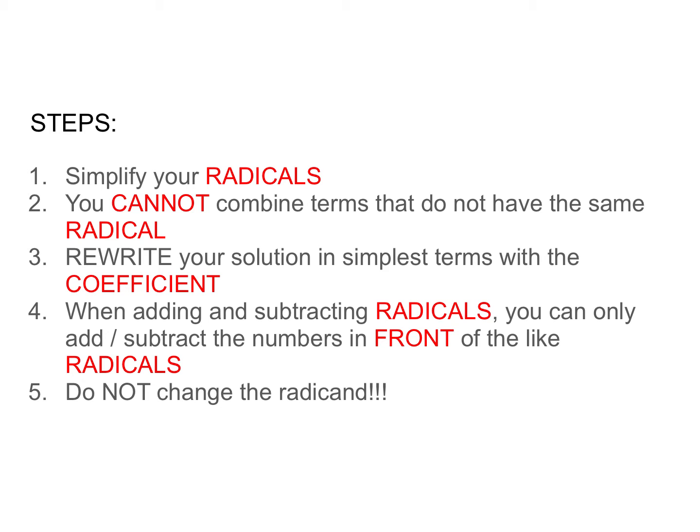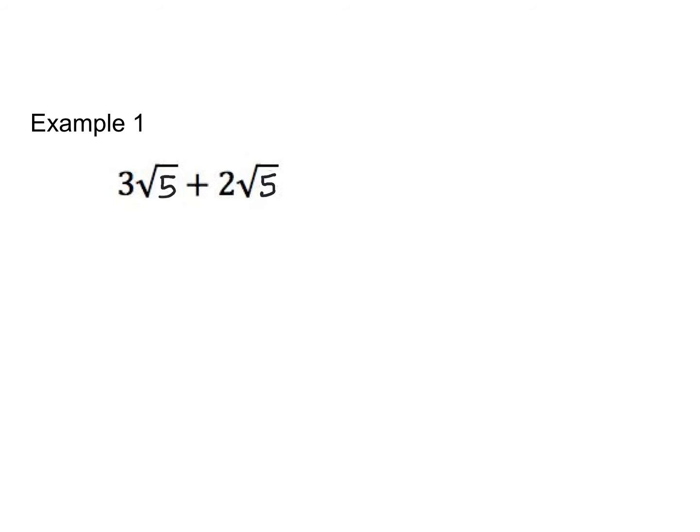We're going to walk through this. So here's example number 1. We have 3 square roots of 5 plus 2 square roots of 5. We have to look at the square roots first and see if we need to simplify them. So this is square root of 5. Is this simplified all the way down? Yes. This is square root of 5. Is this simplified as much as possible? Yes. If we needed to simplify, we have to simplify the square root first and then add and subtract. Right now they're already simplified.